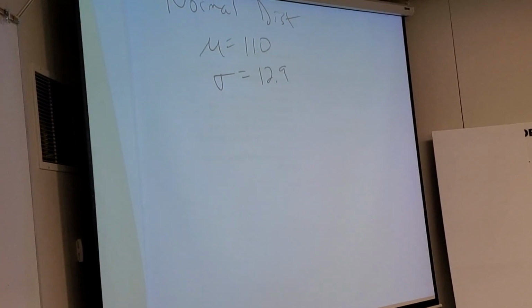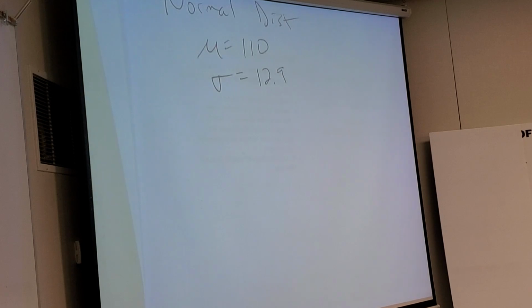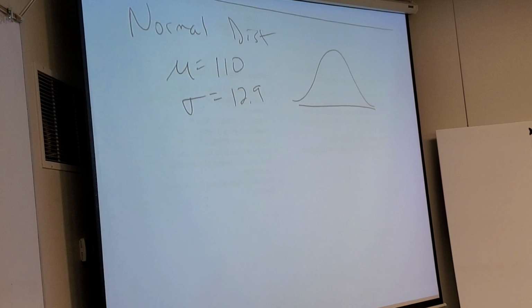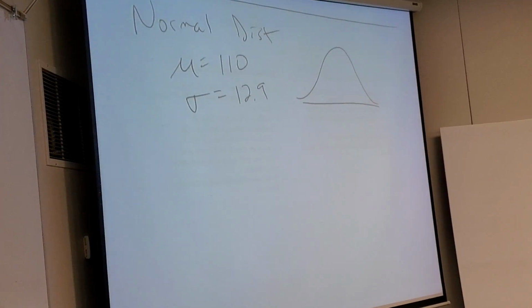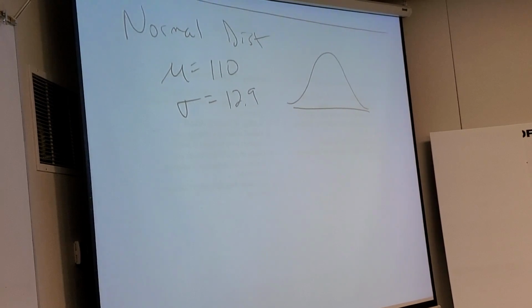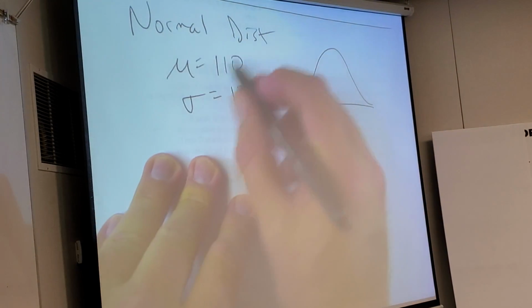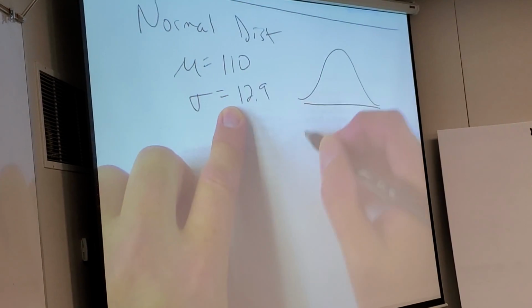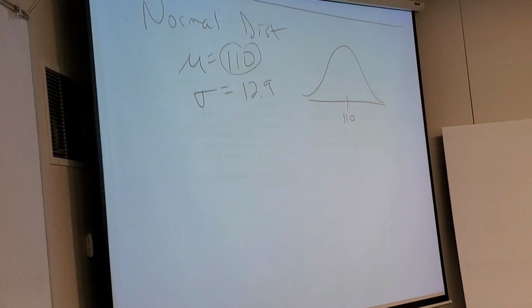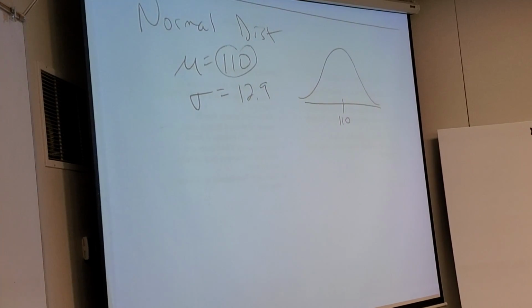Can you draw that picture already for me? Be careful now. What's going to go in the middle? 110. What always goes in the middle? The mean. If I have z-scores, 0 is the mean, because that's what the mean would become, whatever it was before. I don't have z-scores now, do I? I have test scores, or whatever this is. Let's say this is bowling scores.